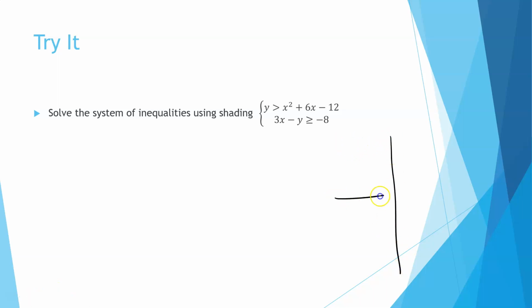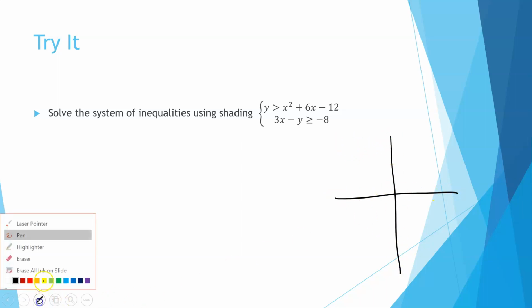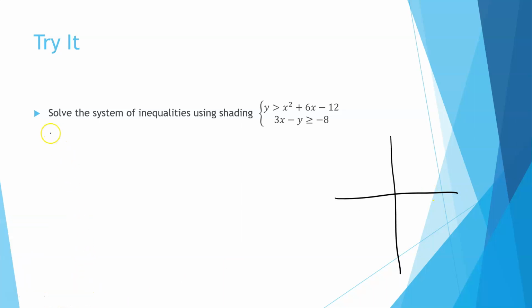Okay, so I'm gonna draw my grid over here. Hopefully you took the quadratic and you should have gotten, so for y equals x squared plus 6x minus 12, you should have had a y-intercept at 0, negative 12. And then the vertex you should have found would have been at negative 3, negative 21.